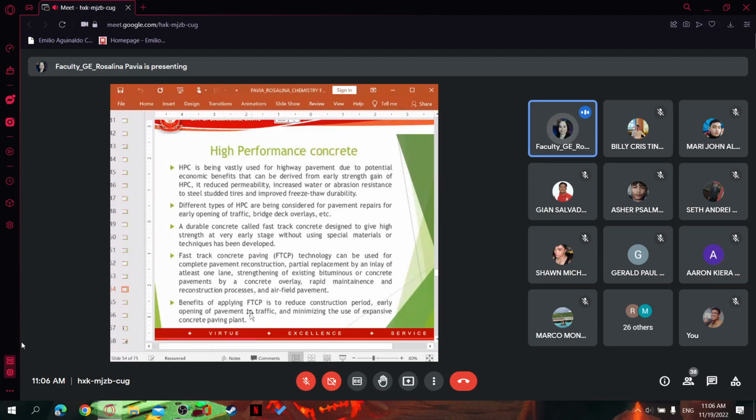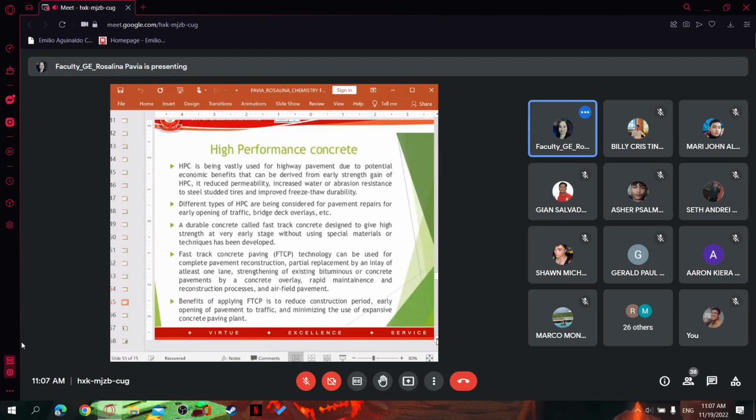Benefits of applying FTCP are to reduce construction period, early opening of pavement to traffic, and minimizing the use of expensive concrete paving plant. So with regards to high performance concrete, ito yung mga immediate application. Meaning to say, ito yung ginagamit na concrete for those pavements which are to be used immediately. Yung pwedeng gamitin kaagad. Okay?